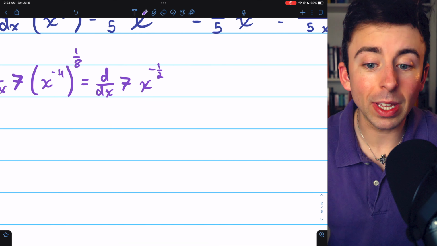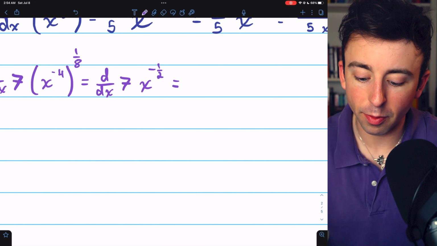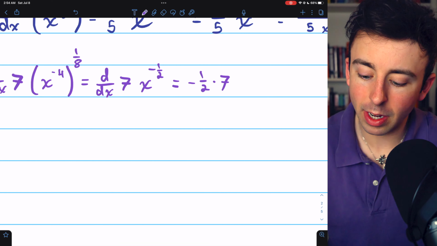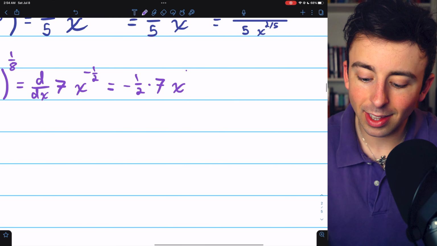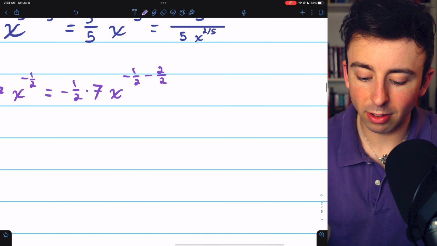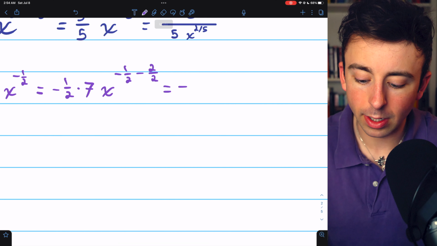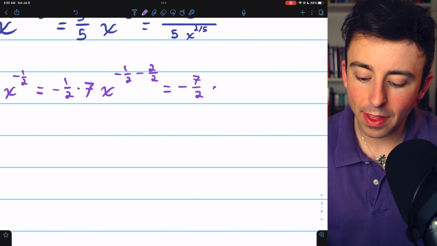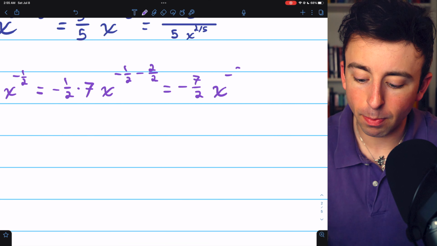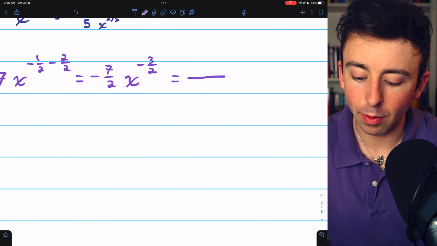All right, now we can use the power rule. We need to bring the exponent of negative 1/2 down as a factor. So this is negative 1/2 multiplied by 7 multiplied by x to the negative 1/2 minus 1. Minus 1 is the same as minus 2 over 2. So what's this? Well, negative 1/2 times 7 is negative 7/2, and then the exponent is negative 1/2 minus 2/2. That's minus 3/2. Finally, we can rewrite this to get rid of the negative exponent.